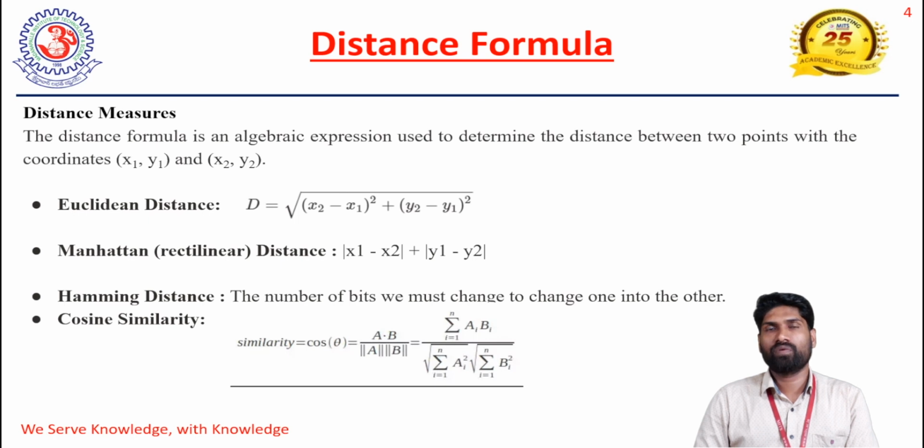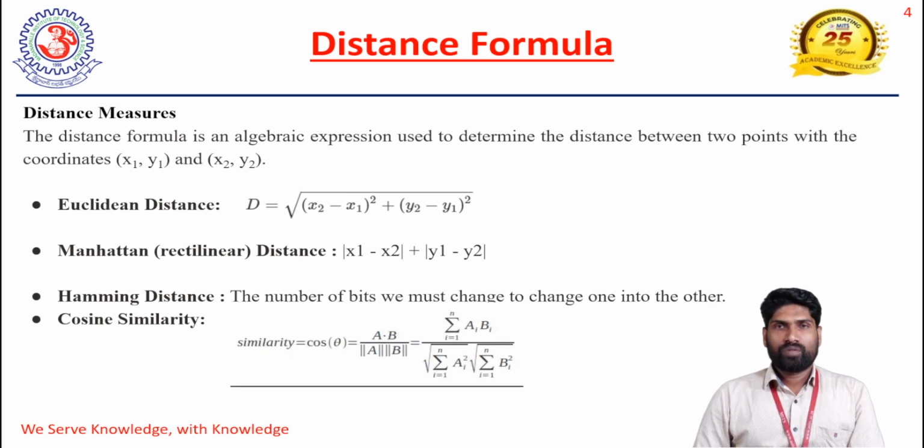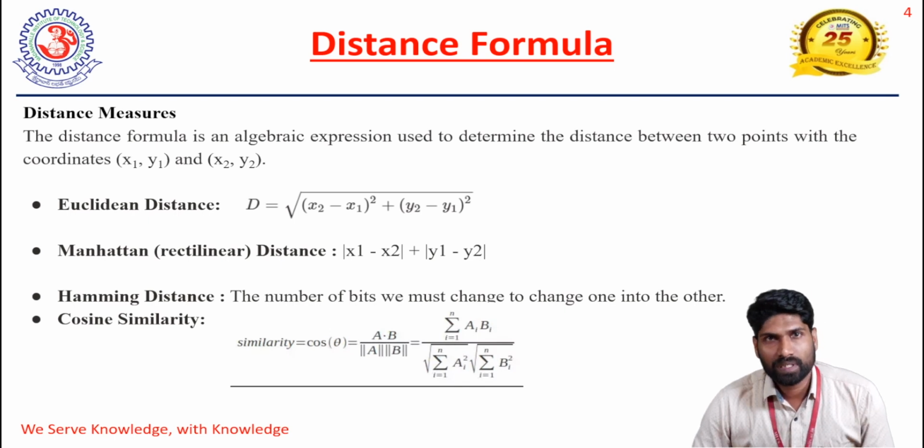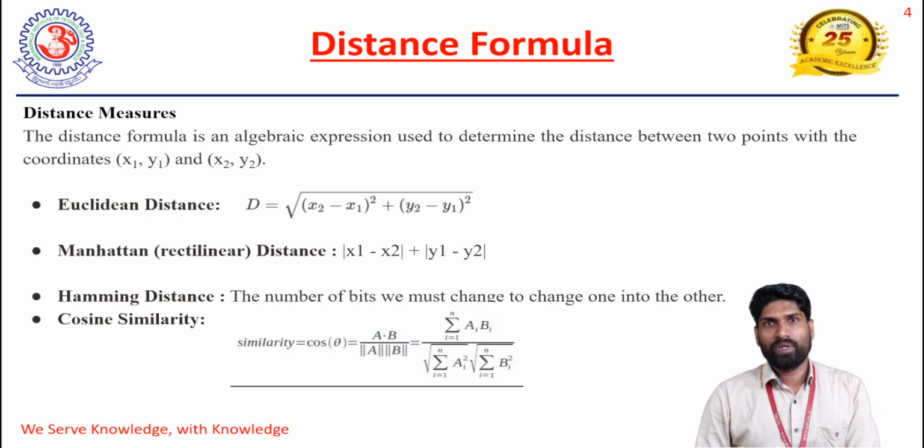Say here we have 2 points, x1 comma y1 and x2 comma y2. The distance can be calculated by the equation d is equal to root of (x2 minus x1) the whole square plus (y2 minus y1) the whole square. Clear? It's an already well-known equation.